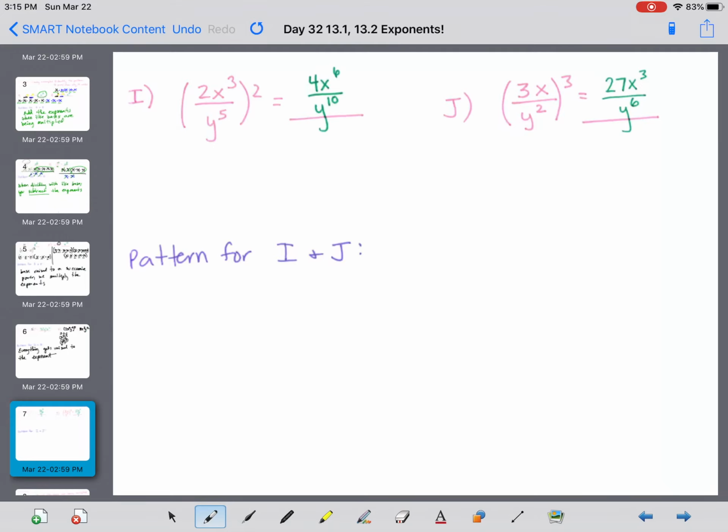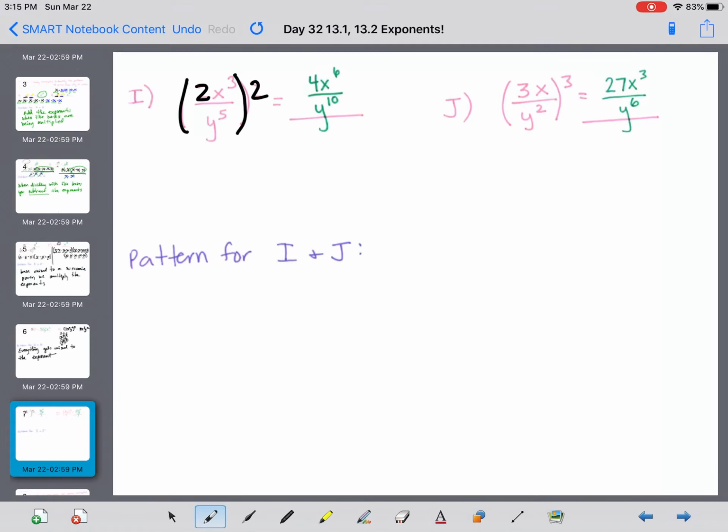Now let's look at I and J. So we kind of have the same idea again here as we did with G and H, but this looks a little bit uglier because now you have a numerator and a denominator. So let's check out the first one. This entire quantity right here is getting squared. So guess what? Everybody inside the parentheses is going to get squared. The easiest way to tackle all of these types of problems is just to do one piece at a time. So I'm going to start with the 2.